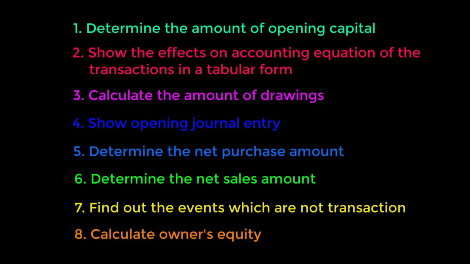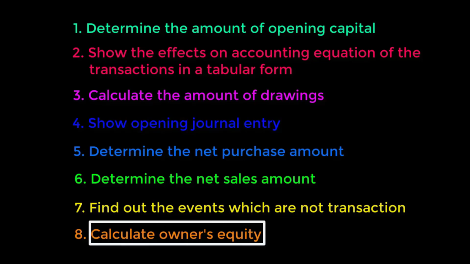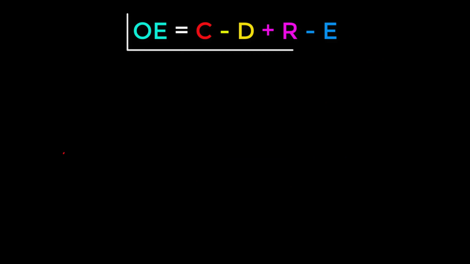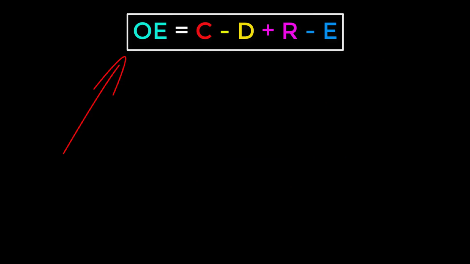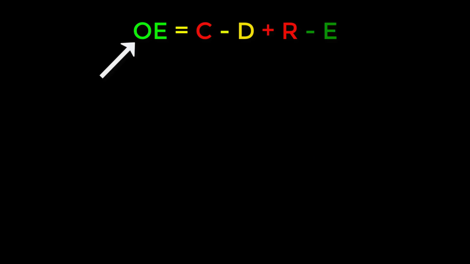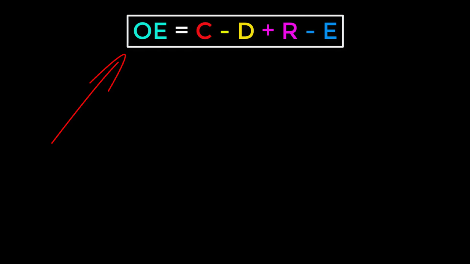Today we will learn how to calculate owner's equity. Look at this expanded accounting equation. O equals C minus D plus R minus E. By using this equation, we can easily calculate the amount of owner's equity.